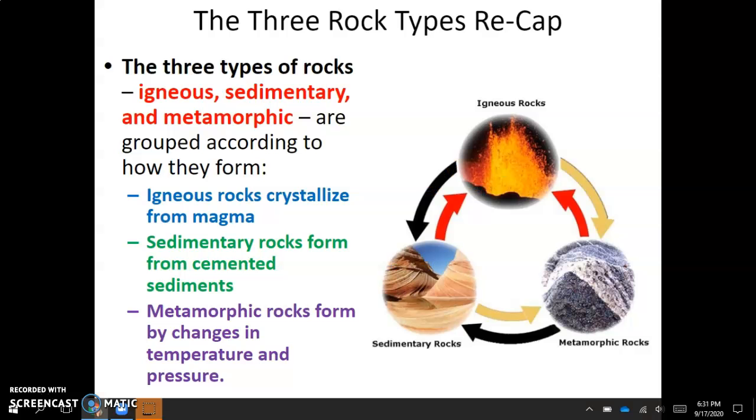So just to recap, yesterday we had a lesson on the 3 different types of rocks. So we learned that there were igneous, sedimentary, and metamorphic rocks. And they're grouped based on how they form. So igneous rocks come from the crystallization of magma. And remember, when magma crystallizes, it just means it's cooling down.